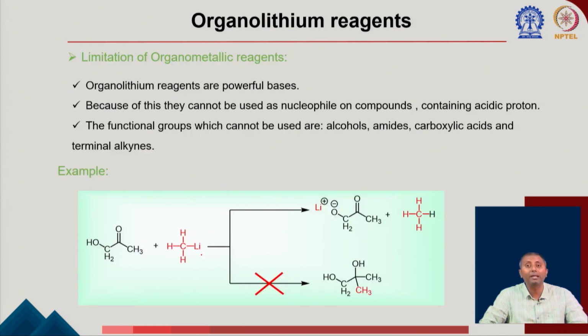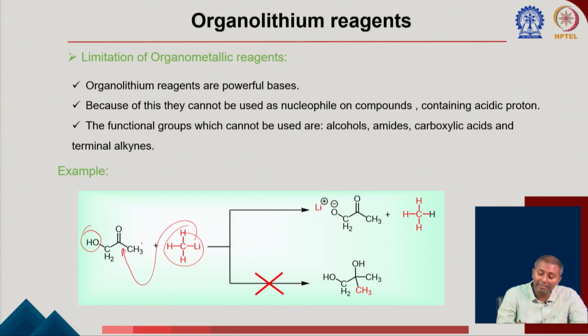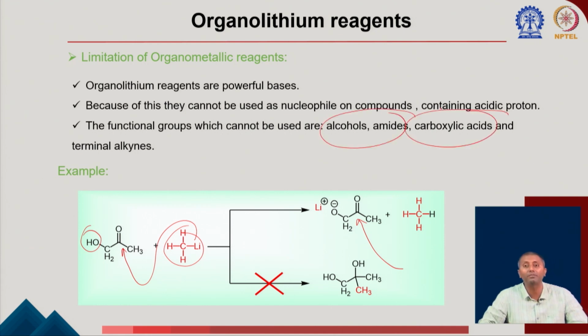Again, in the previous slide I mentioned that if you have some acidic proton in the reaction, you are not supposed to use the organolithium. You might think that the organolithium is going to attack here, but that is not going to happen first. First, it is going to abstract this proton. Now if you use excess lithium reagent, of course that can come and attack here. But first, it is going to go for abstraction of this acidic proton. If you have alcohol, amides or carboxylic acids, then this proton will be abstracted first.